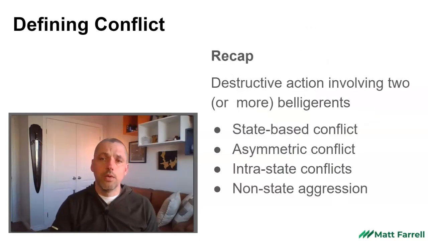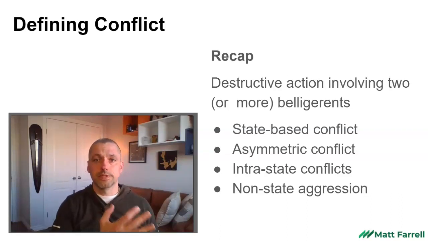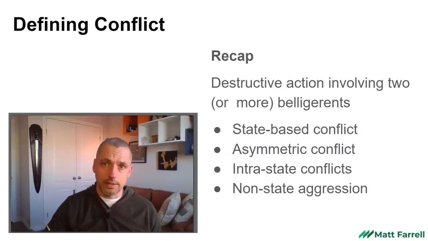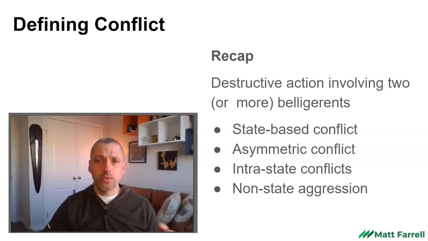So just to recap, when we're talking about global conflict, we're typically referring to some kind of destructive action involving two or more belligerents. They can be two states in state-based conflict. We can also have asymmetric conflict where the parties are not equal in size or capabilities. Intrastate conflicts, like civil wars that we've seen in American history, places like Angola, Democratic Republic of Congo. And then, of course, there's non-state aggression, when these actors don't really confine themselves to international borders.